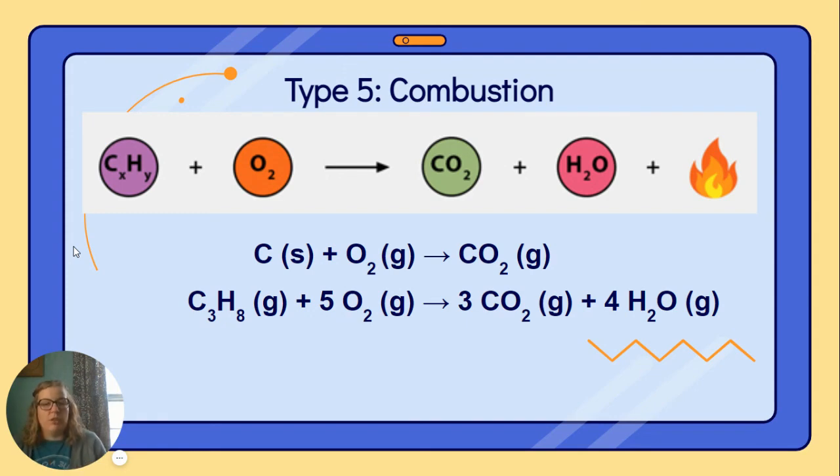But with combustion, you're either going to see an element and oxygen together to make that oxide, or the hydrocarbon and oxygen. And if that's the case, they always make CO2 and H2O, and that's it. So if we're asking you to write the equation for something, it's just CO2 and H2O and then some fire or some heat or whatever. Okay, so those are your 5 types.